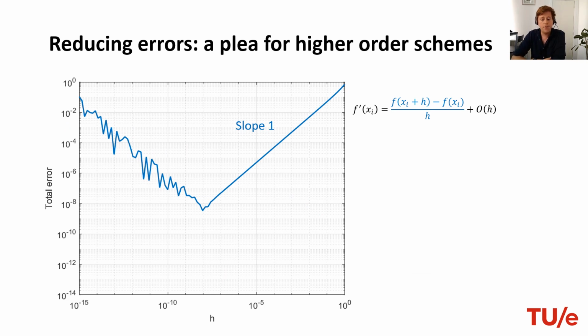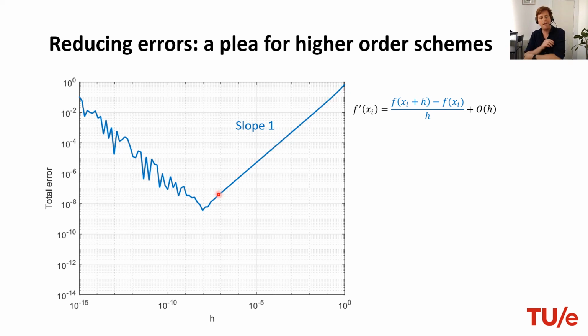Now, further reducing the error, this is actually a plea for these higher order schemes that we also discussed within this lecture. What you see here is the error for a simple forward finite difference scheme for this first order derivative. And we see that the truncation error is of order h. So in a log-log plot, this truncation error shows up as a line with slope equal to 1.